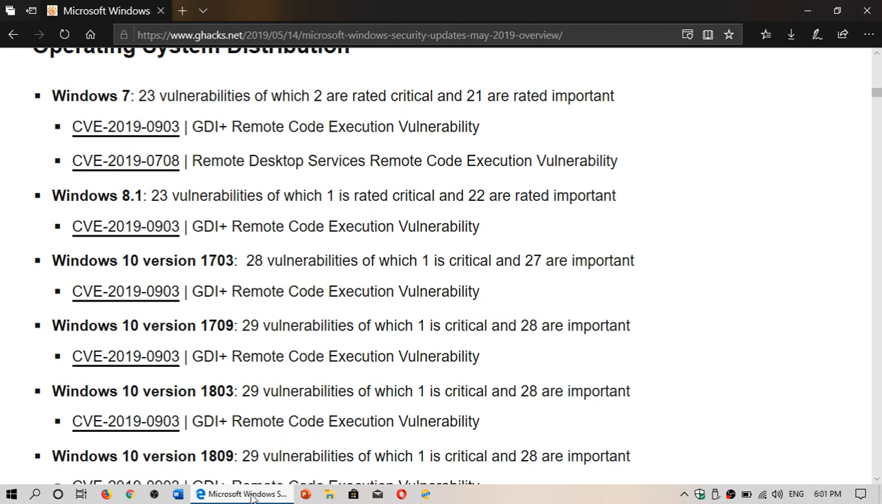And the three last versions we see here, which is the Fall Creators Update, 1709, the April 2018 update, which is 1803, and the October 2018 update, 1809, all have 29 security vulnerabilities, 1 critical, 28 important. That critical one is the one that's exploited really badly by bad guys already. That means you can just go online and you're already doomed, basically.